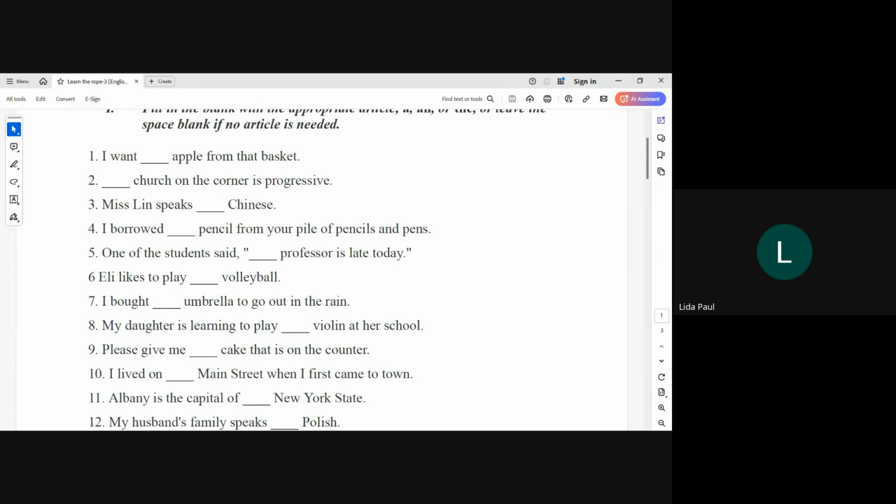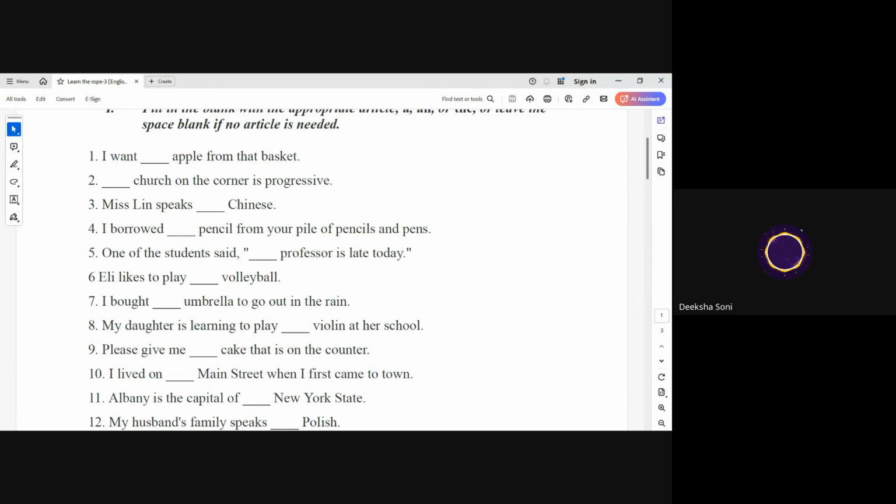If it is a conversation between people who know, then this is already someone who is familiar to them. They are more clear about which professor is late. So the aspect of specificity comes from the context of the sentence. That's all. So the professor is late. Sixth, Ailey likes to play dash volleyball.